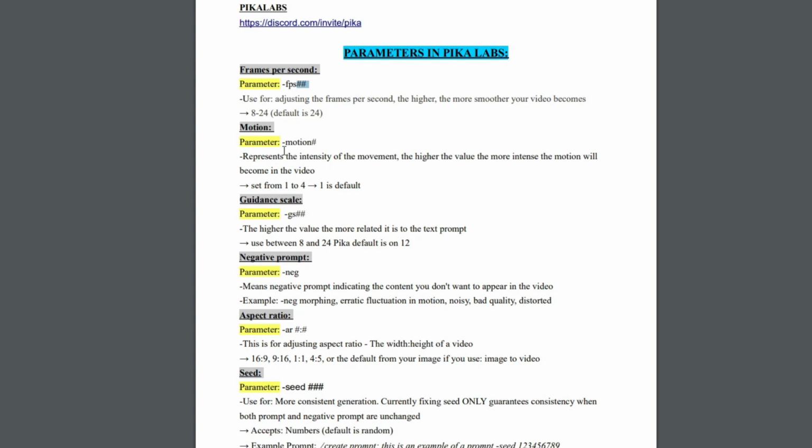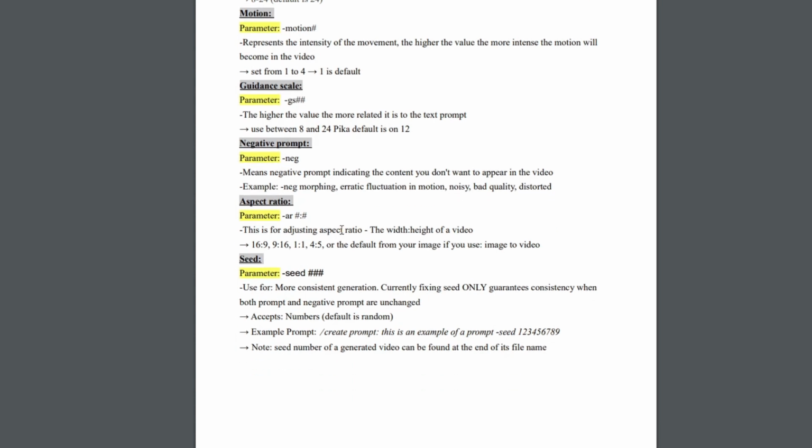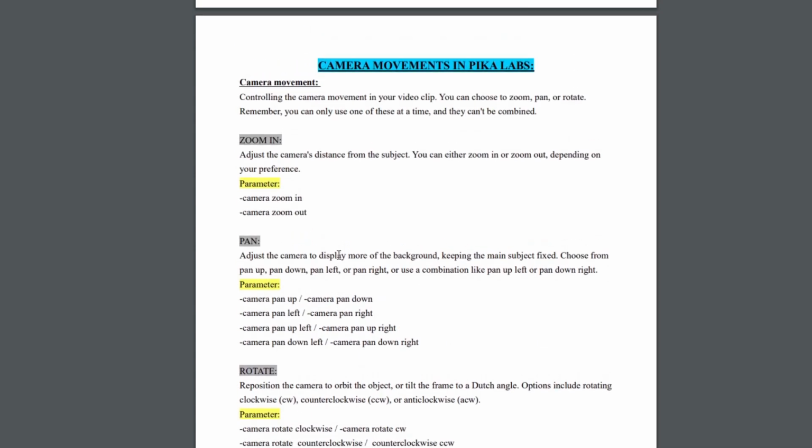For the second one, we have the motion, and in order to implement that in your prompt, you have to type minus motion, and right after that is your preferred number. For the third one, we have the guidance scale. And in order to apply that to your prompt, you have to type minus GS and the number. And right after that, we have the negative prompt, indicating the context you don't want to appear in the video. Next, we have the camera movement in Pika Labs.